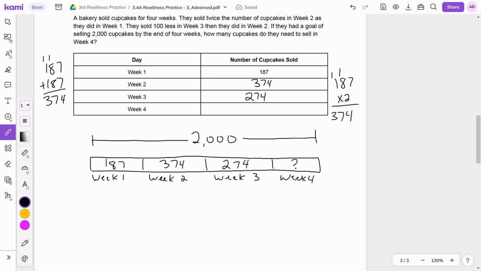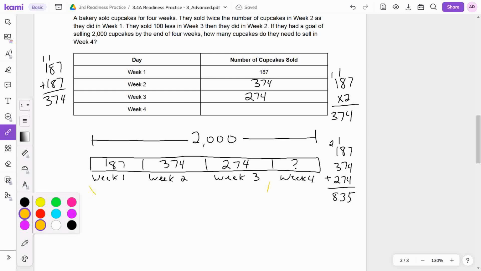Well, let's see what we have so far. I've got my 187, I've got my 374, I've got my 274. Let's see what that subtotal is. So 7 and 4 is 11. Add another 4 is going to be 15. And that's 8 and 1 is 9. And then I've got 2 4s that makes it 14. So 9 and 14 makes 23. And then that's going to be 3, 6, 8. So I've got 835 out of these 3 weeks.